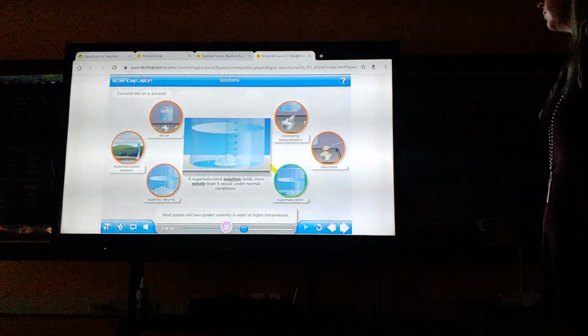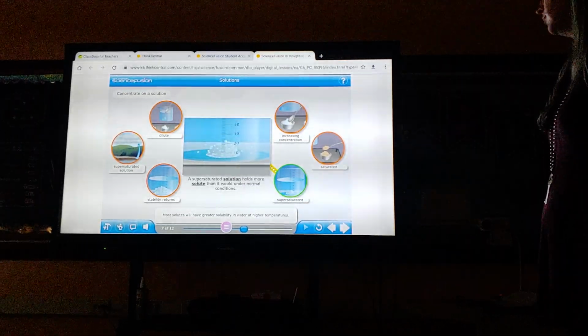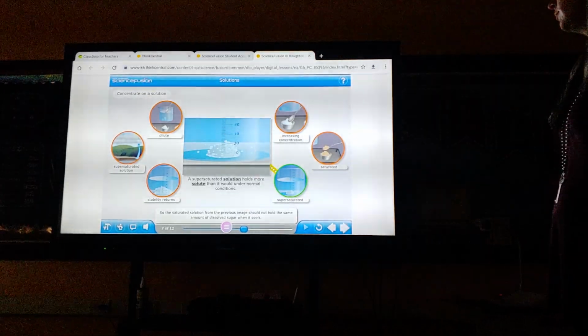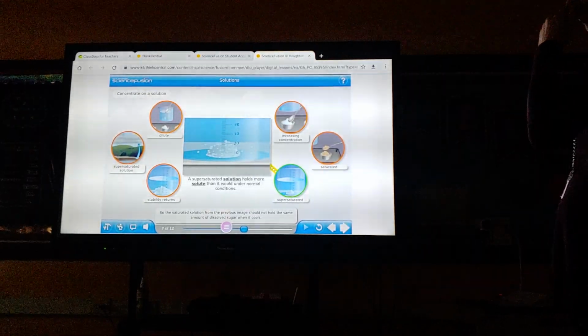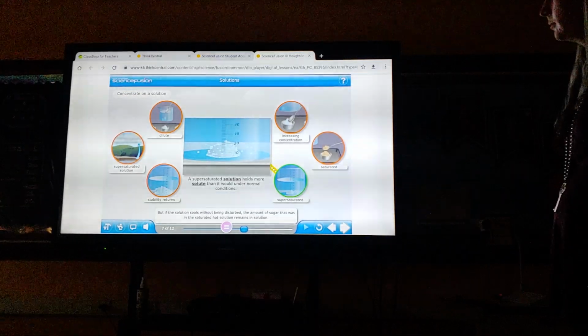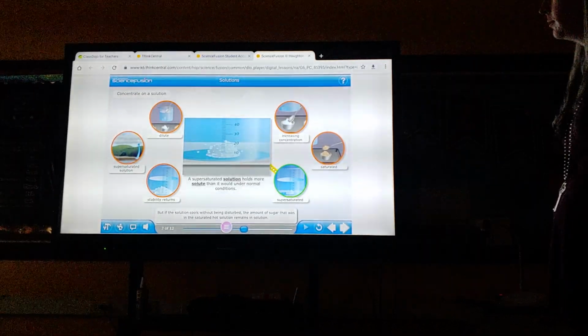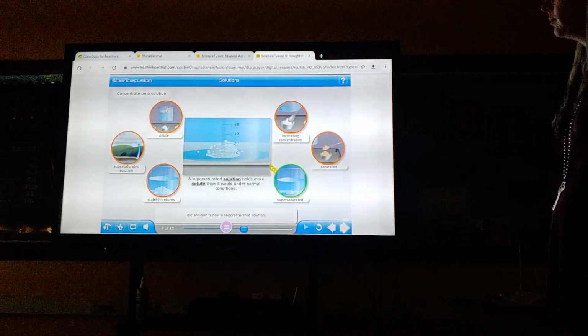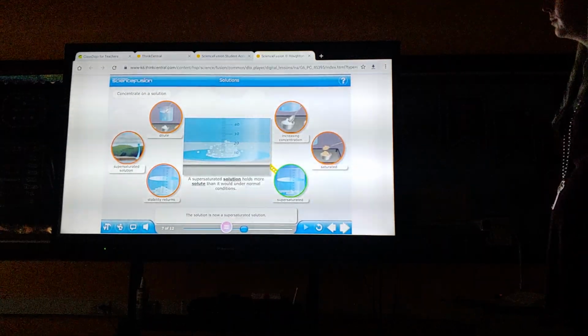Most solutes will have greater solubility in water at higher temperatures, so the saturated solution from the previous image should not hold the same amount of dissolved sugar when it cools. But if the solution cools without being disturbed, the amount of sugar that was in the saturated hot solution remains in solution. The solution is now a supersaturated solution.